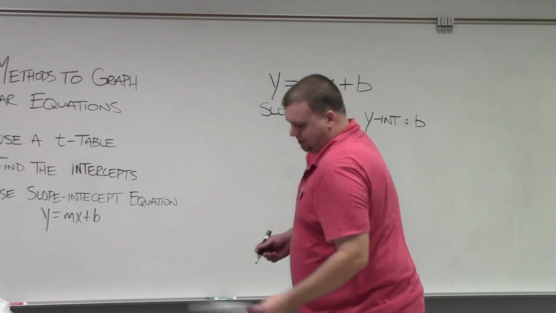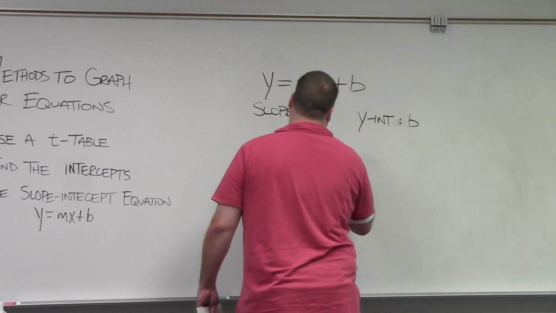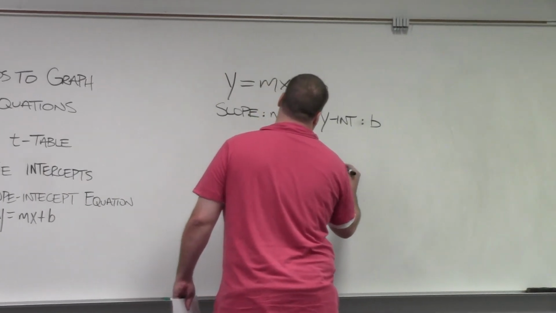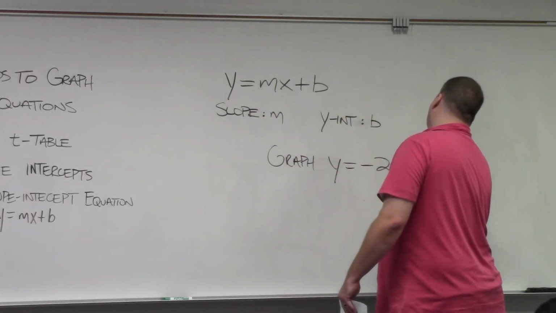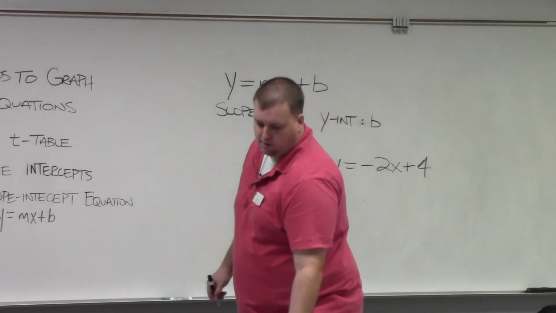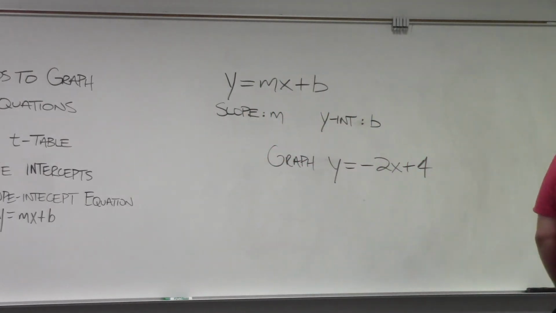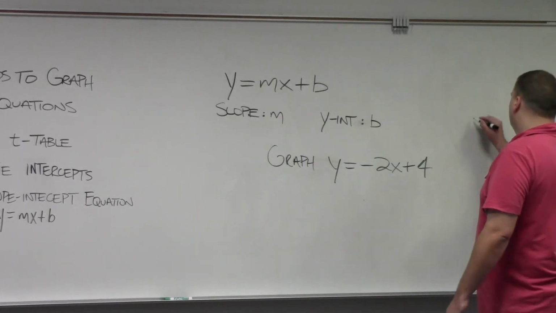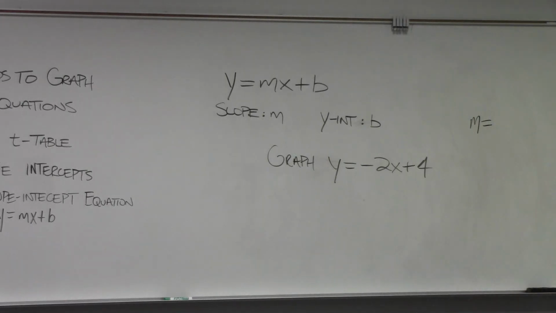Well, the next one's nice. It's already done for us. It's already in the form we needed. Y equals negative 2x plus 4. We don't have to rearrange anything. We can go straight to the information that we need, which is the slope and the y-intercept. So what's our slope?